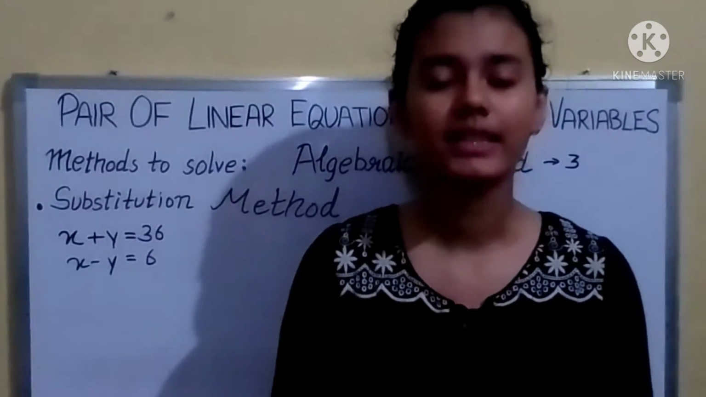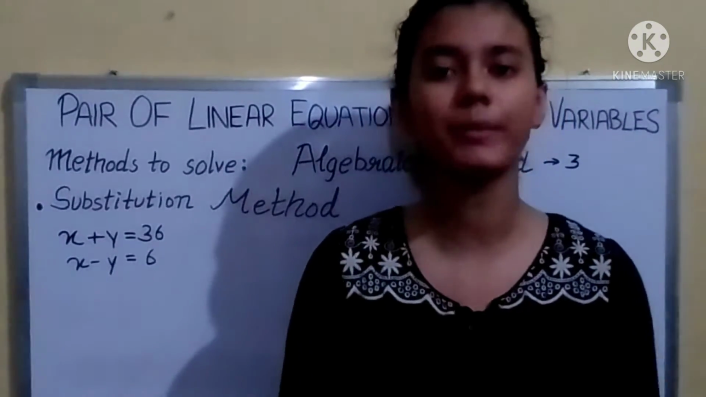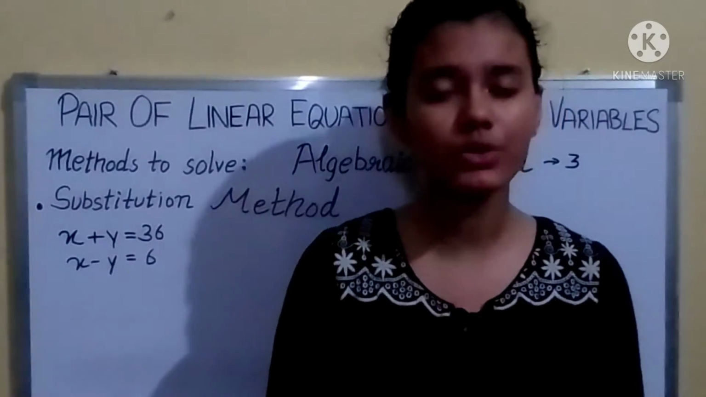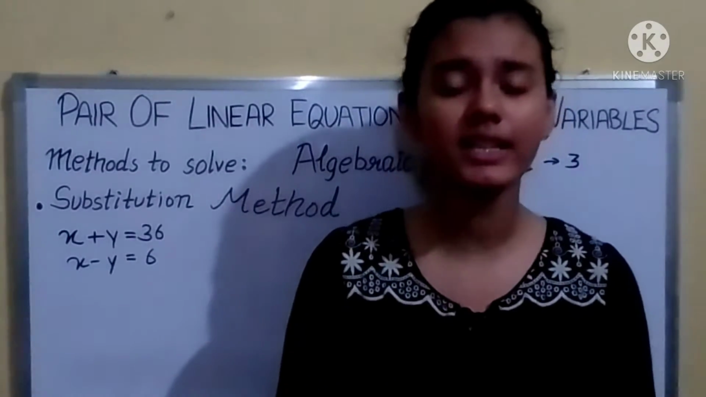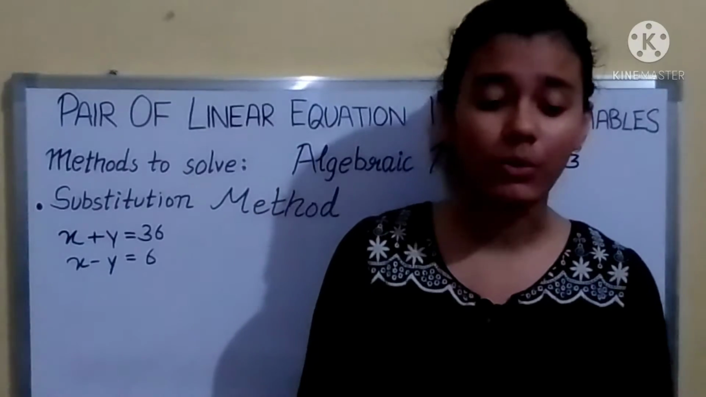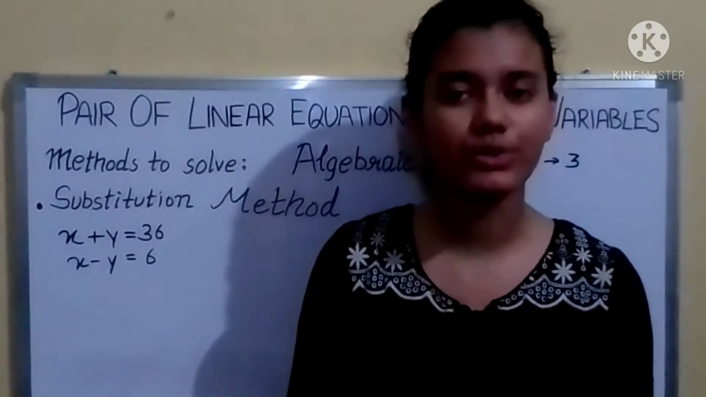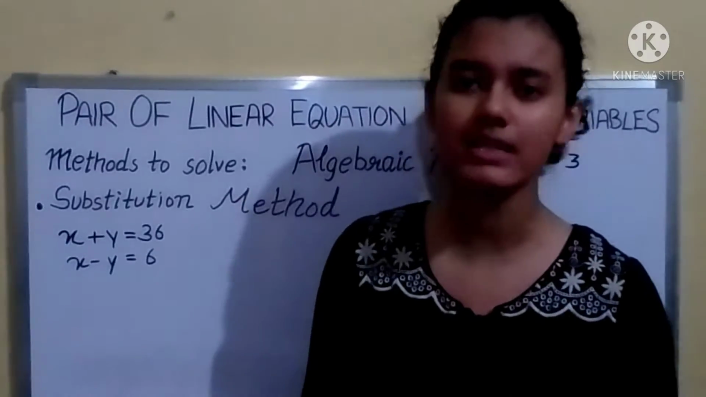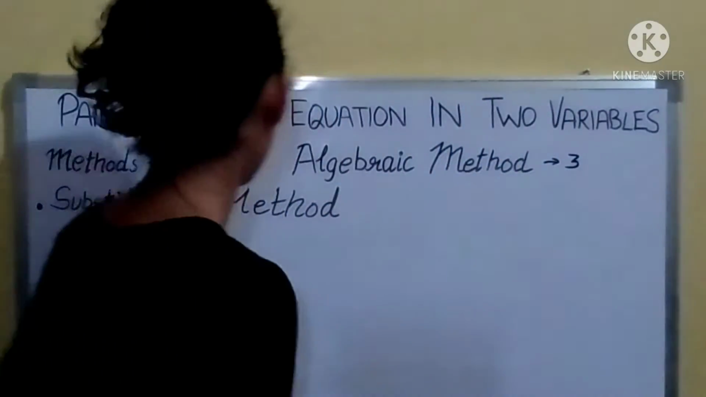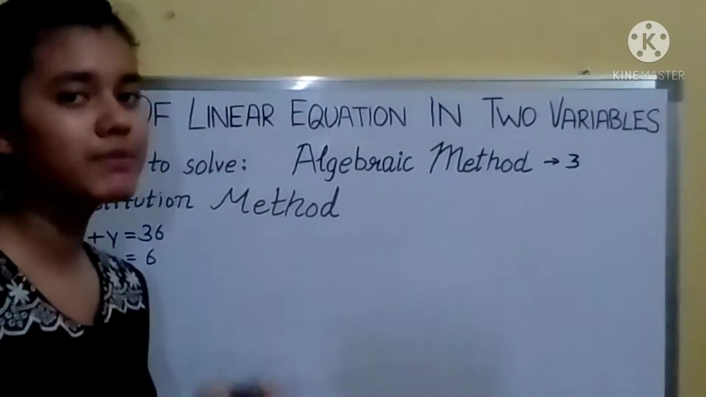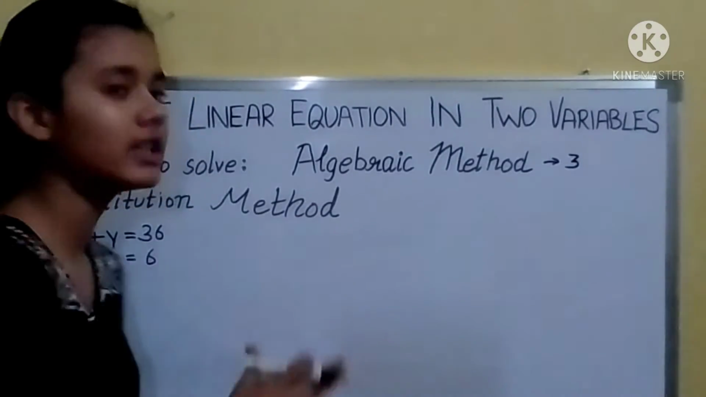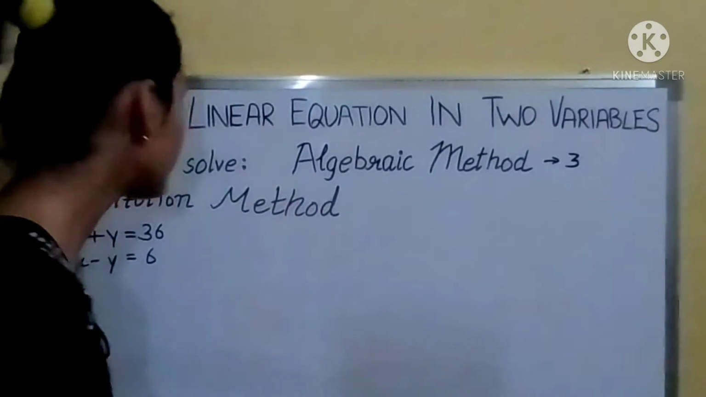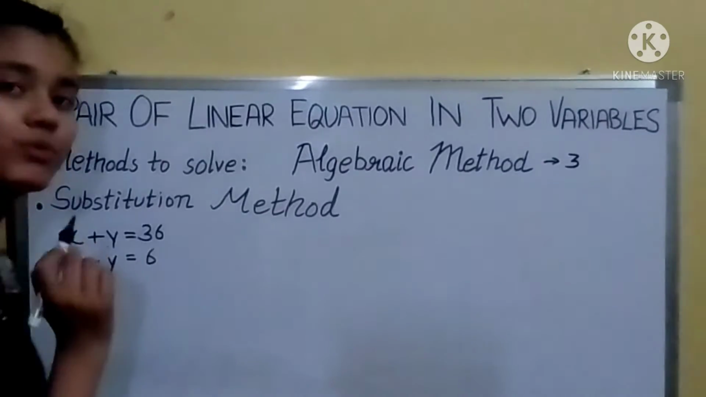Today we will learn the second method to solve the pair of linear equations in two variables. The second method is the algebraic method. Now in the algebraic method also there are three types of methods. So the first one is substitution. Okay. So substitution method. It means that in this method we have to substitute the values of x and y.